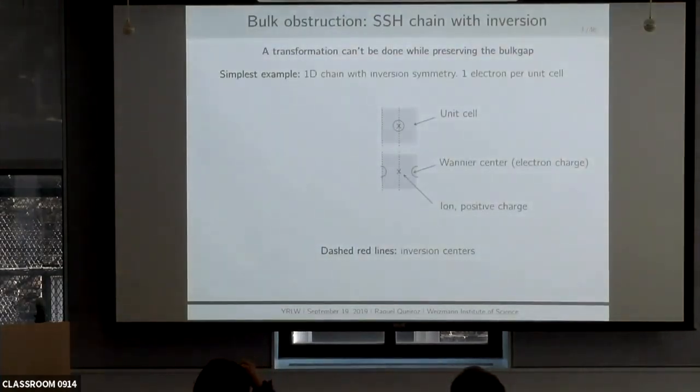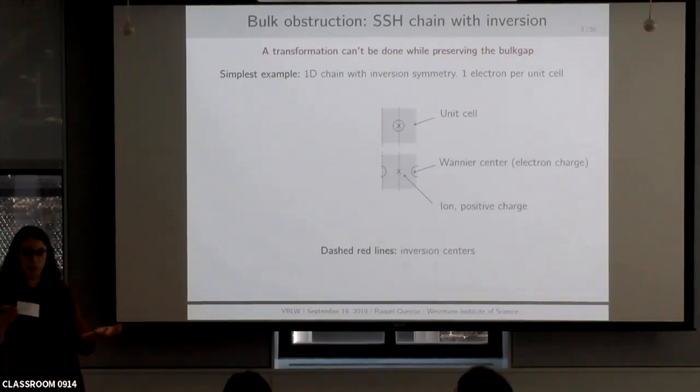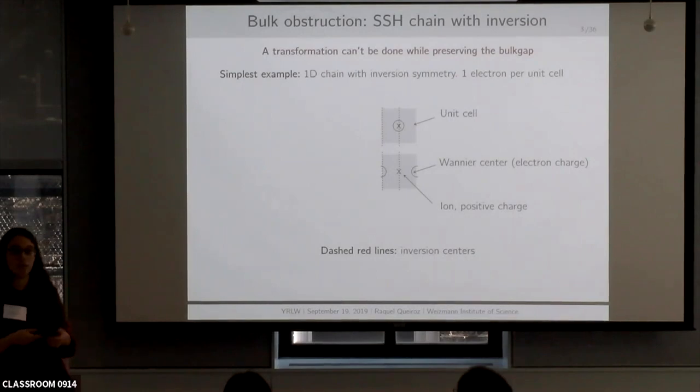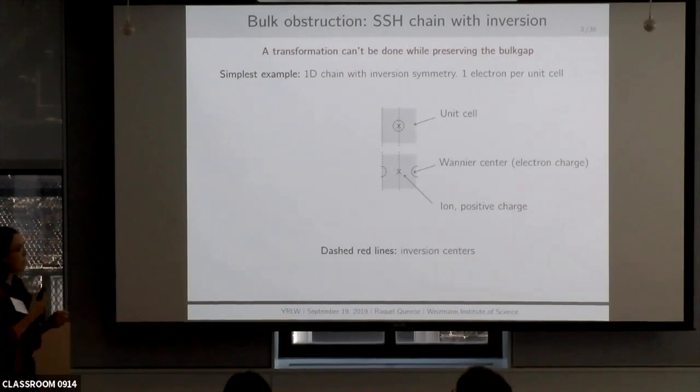So when I say boundary obstruction, let me first tell you what I mean by obstruction. A bulk obstruction is something that we are all very familiar with: if I have two different systems with different topology, then I can't connect them smoothly. I won't find a path between these two states without closing the bulk gap, or I would have to break the symmetry, because they have a different topology.